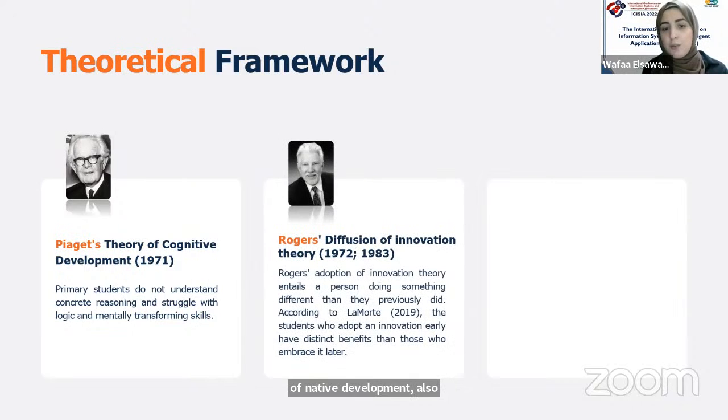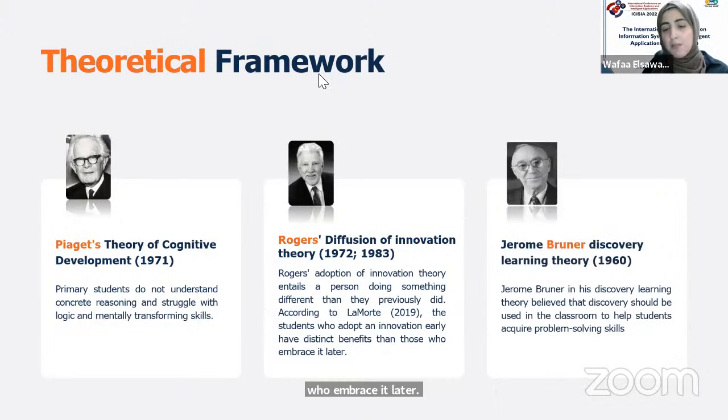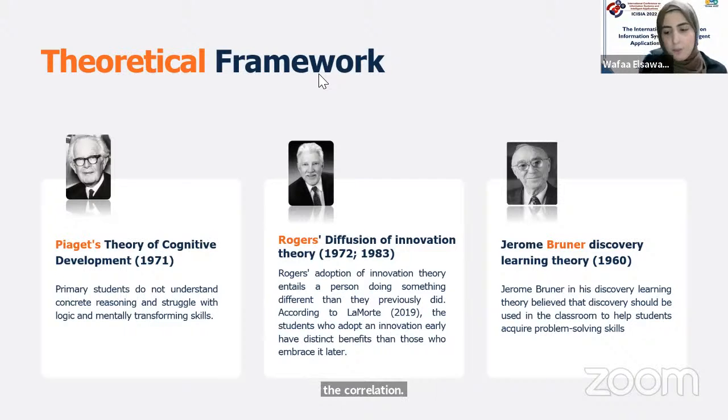Also, Rogers' diffusion of innovation theory. Adoption of innovation theory entails a person doing something different than they previously did. The students who adopt an innovation early have distinct benefits over those who embrace it later. The third theory is discovery learning theory. Jerome Bruner, in his discovery learning theory, believes that discovery should be used in the classroom to help students acquire problem-solving skills. Coding can help students use their imagination and trigger their creativity to discover the truth and the correlation, and it also improves their critical thinking skills.